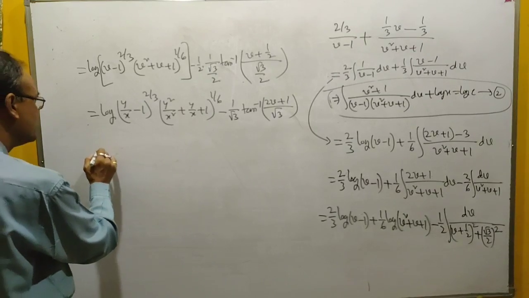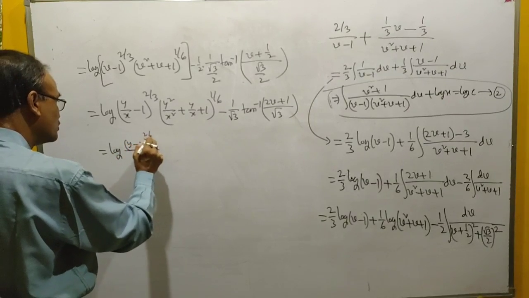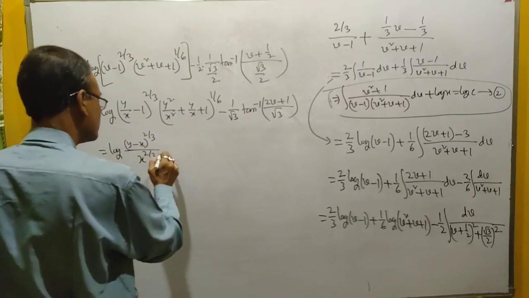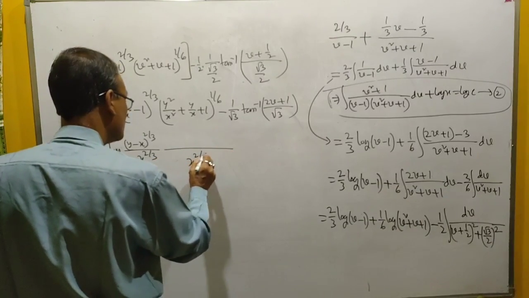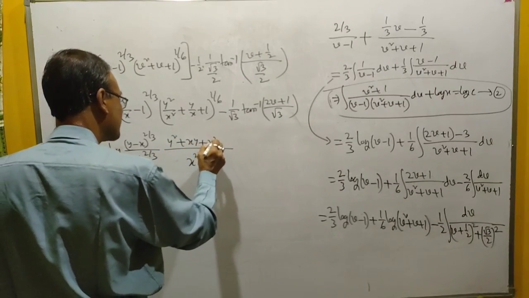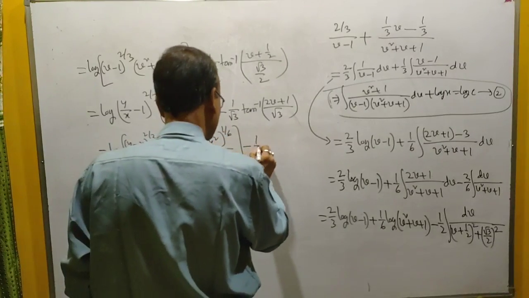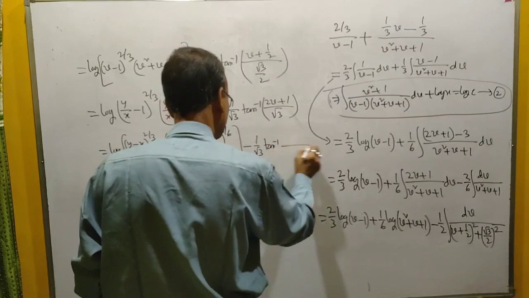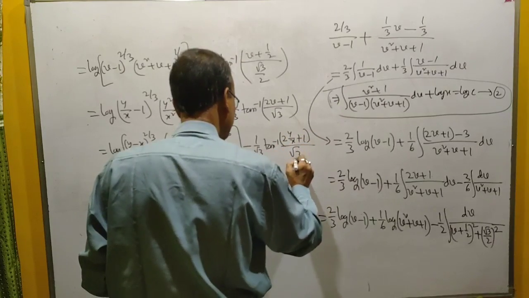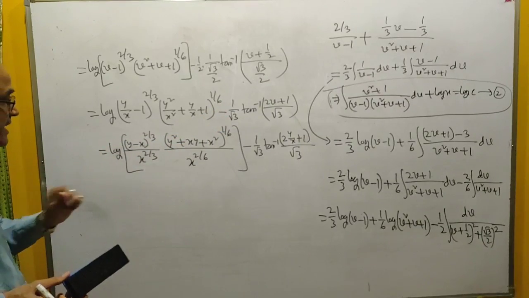Now this is equal to log of, you may write y minus x whole to the power 2 by 3 divided by x to the power 2 by 3, into x to the power 2 by 6, y square plus xy plus x square whole to the power 1 by 6, minus 1 by root 3 tan inverse 2 times of y by x plus 1 divided by root 3, because b is equal to y by x. Put b equal to y by x.